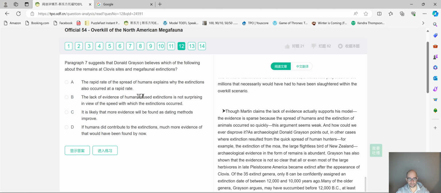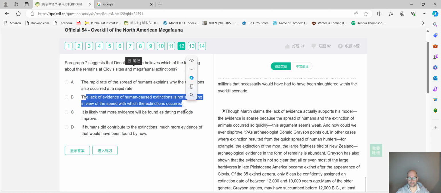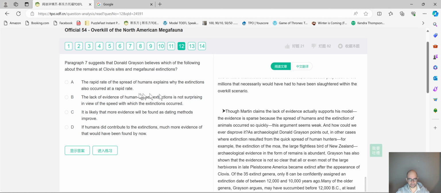The lack of evidence of human-caused extinctions is not surprising in view of the speed with which the extinctions occurred. Actually, this is what Martin claimed, so it's different information. No, that's not the right answer. It's not about Donald Grayson's point of view. It is likely that more evidence will be found as dating methods improve. I didn't encounter that anywhere. That's definitely wrong. If humans did contribute to the extinction, so assuming they did cause these mighty animals to be wiped out, much more evidence of that would have been found by now.